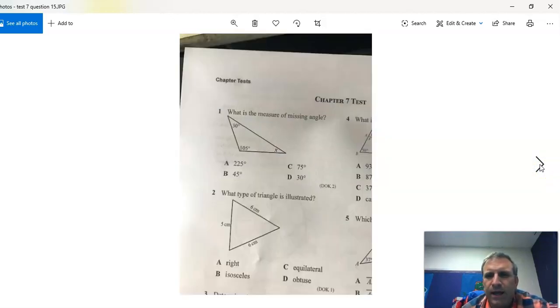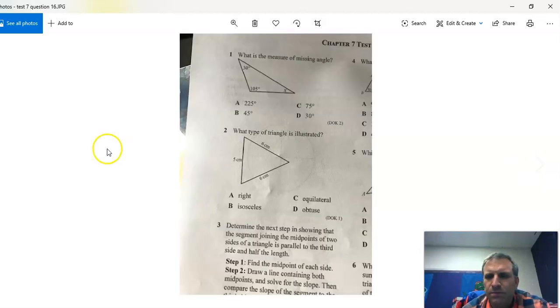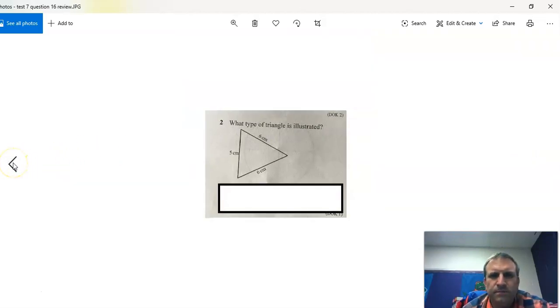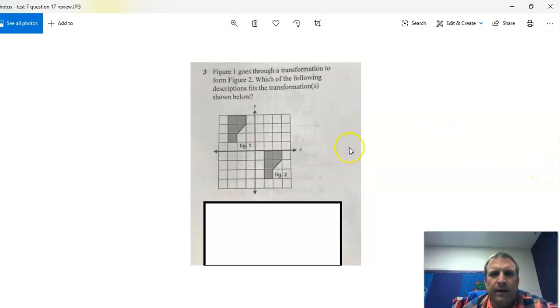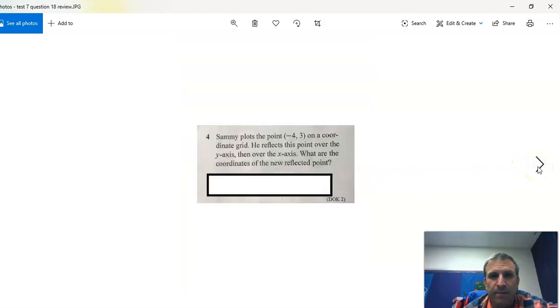Missing angle. Oops, sorry, went too far. What type of triangle is this? Two sides are the same. We've already talked about that. Then this one, it's keeping the same shape, so I know it didn't reflect. It's not flipped upside down over here, so I know it's not rotated. So it had to be just a translation. How did it happen?